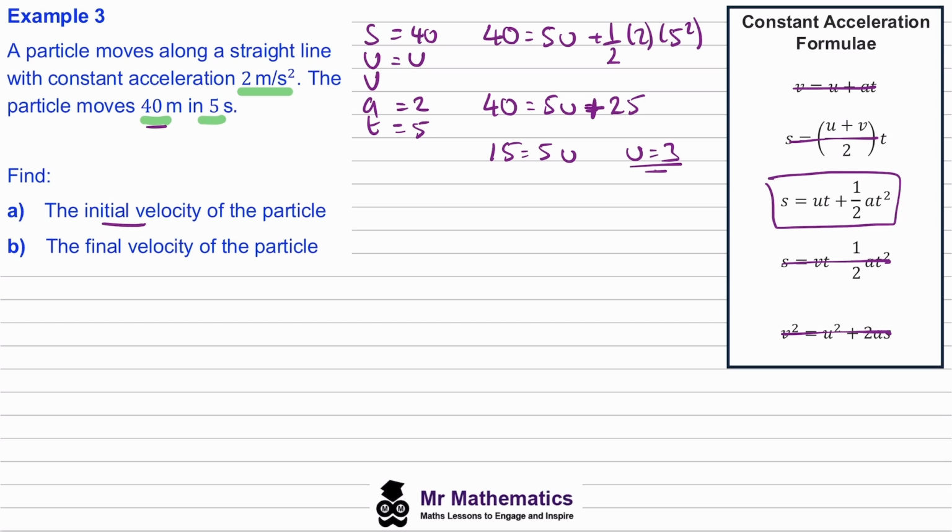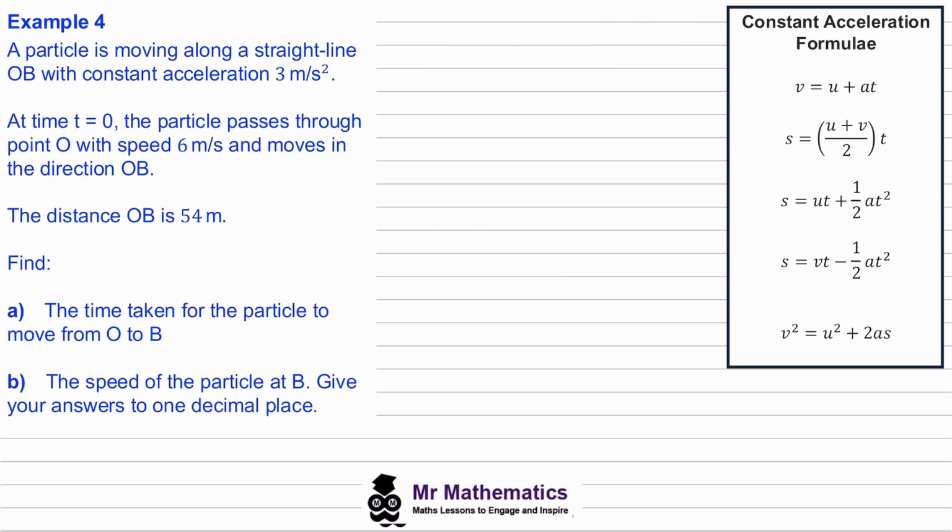And now we know u, we can work out the final velocity using any of these equations. I'll use this one. So v will be u plus a times t. So v will equal 13 meters per second. I should have said that here as well. Okay, let's try question 4. So do you want to read through question 4 yourself and then try and work out the time taken between O to B and the speed of the particle at B? You can pause the video and come back when you're ready.